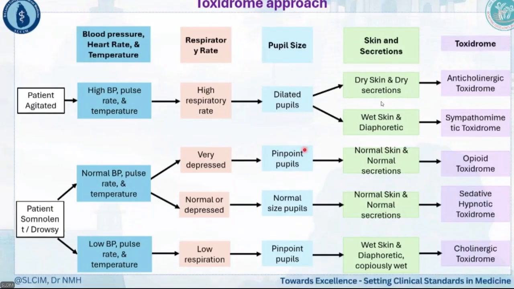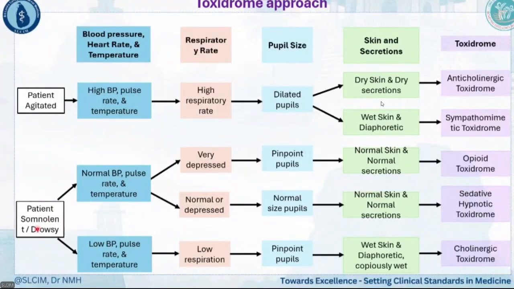Then you look at the pupils. Usually the pupils are pinpoint in opioid toxidrome. So therefore, you can diagnose an opioid toxidrome. And if the patient has normal size pupils, usually it can be a sedative hypnotic toxidrome. But there can be exceptions, please remember that, especially in the case of midazolam. If the patient was given midazolam, the patient might have small size pupils in a sedative hypnotic toxidrome also. So that has to be borne in mind.